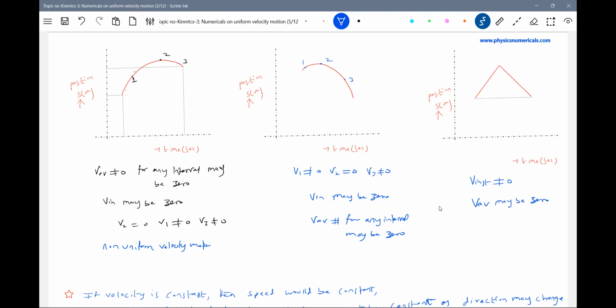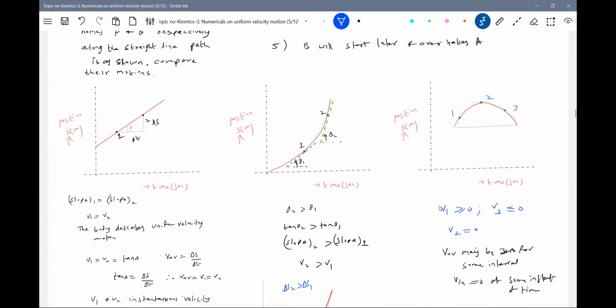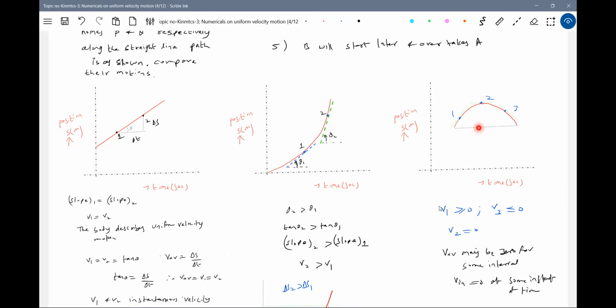So in a motion, if average velocity is 0, must instantaneous velocity be 0? Not necessarily. Compare this. Here, what happened? Instantaneous velocity has become 0. If average velocity is 0, instantaneous velocity may be 0, at some instant of time. So what is the condition? If V average is 0, V instantaneous must be 0? Not necessarily. V instantaneous may be 0 is a correct statement. Like this, we have to interpret.